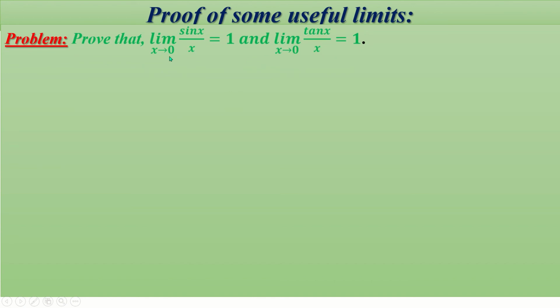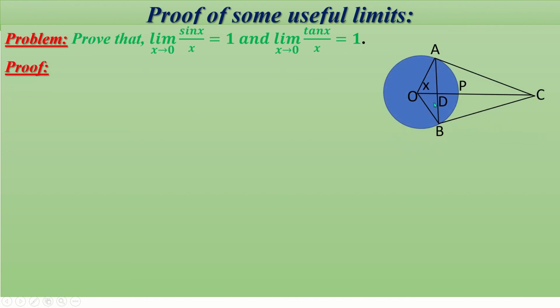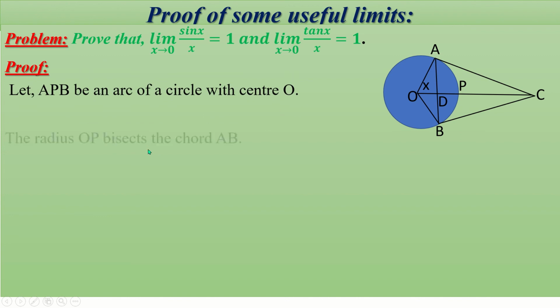Proof of some useful limits. Prove that the limit as x tends to 0 of sin x by x is equal to 1 and the limit as x tends to 0 of tan x by x equals 1. Proof. Follow the figure. This is a circle. This and this are the tangents. Okay. C is out of this point. Here angle x equals angle EOP. P and D divide this arc and this straight line. Okay, that means AD equals BD and AP equals BP. Just here is the explanation.